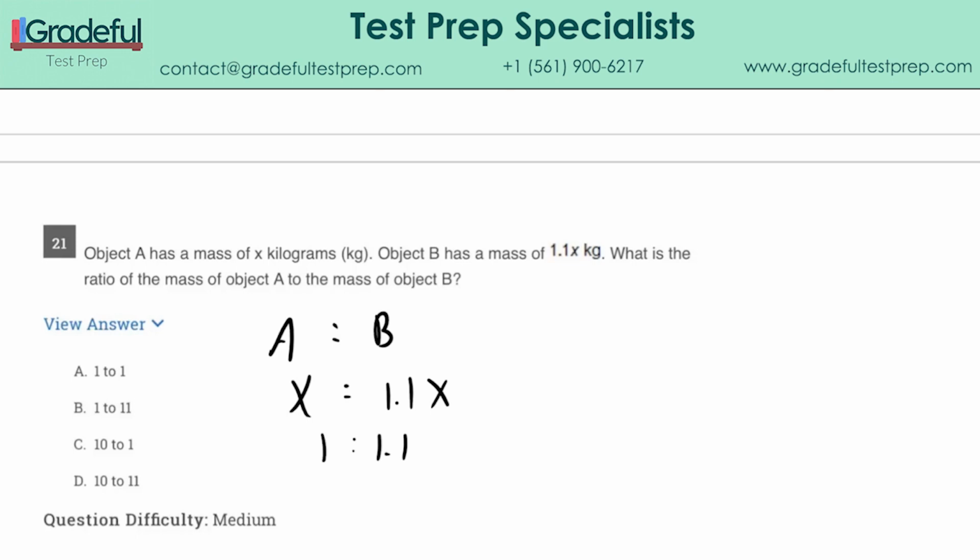So 1 to 1.1. None of the answers look that way, so let's just go ahead and get rid of this decimal here by multiplying it by 10. So we can make this an 11 now, and the other one becomes a 10. And the ratio is 10 to 11. Now, once again, we got there by multiplying both of these numbers by 10.